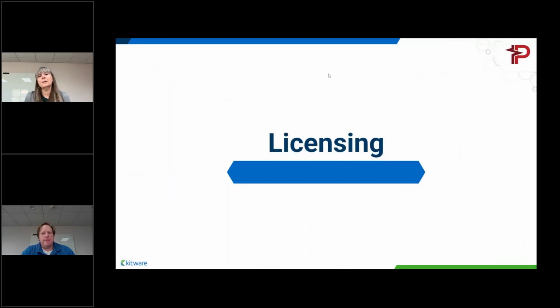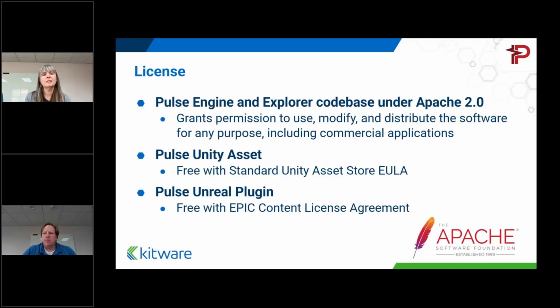All right, so one of our last topics before we go into the live demo is licensing. This is a common question we get. The Pulse engine and the Explorer codebases are both under an Apache 2.0 license. This is a very permissive license. It grants you permission to use, modify, and distribute the software for any purpose, including commercial applications, without any requirement to give back to the repository. The Pulse Unity asset is free, and it's available just with the standard Unity Asset Store user agreement. And the Pulse Unreal plugin is also free and available with an Epic content license agreement.